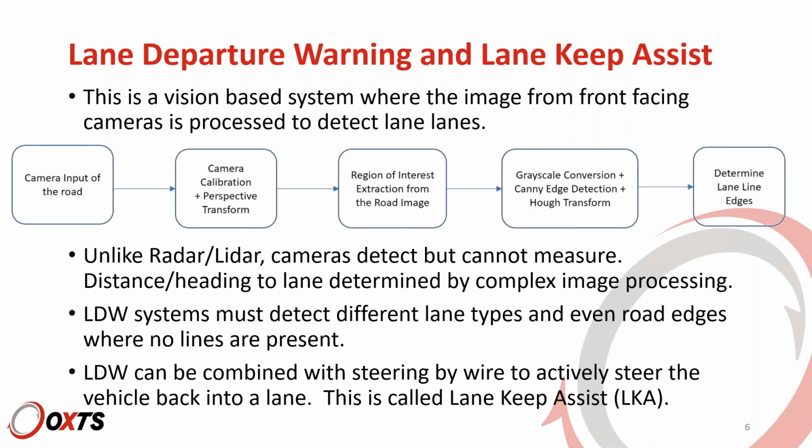And in addition, when they're detecting not just lane markings but, say, the road edge, there are lots of different types of road edge. Sometimes it's literally just the asphalt meets grass. It could be gravel. It could be different types of lane markings. It could be a pavement with a curb. So different types of lane marking and road edge need to be detected, which all need to be programmed into these algorithms. And when this works with steering by wire to steer the vehicle back into the lane, we call that lane keep assist rather than just a lane departure warning.